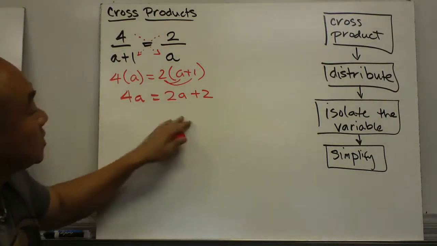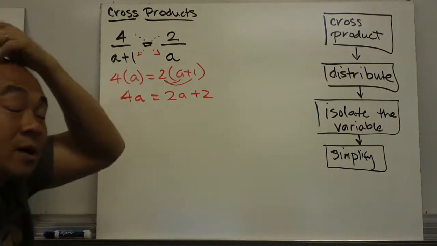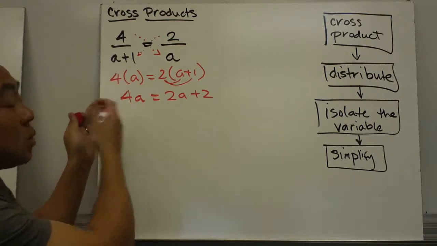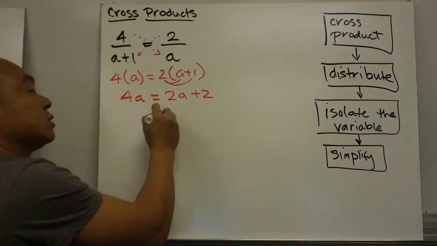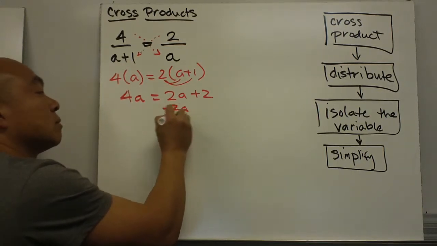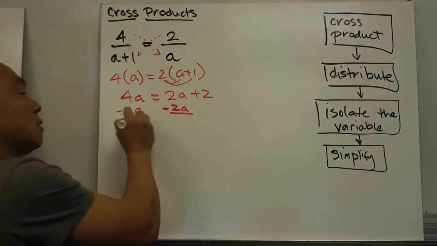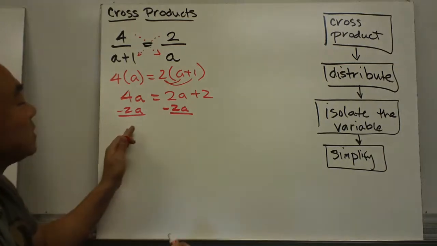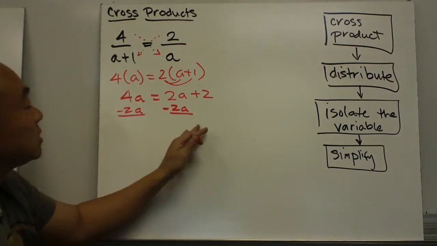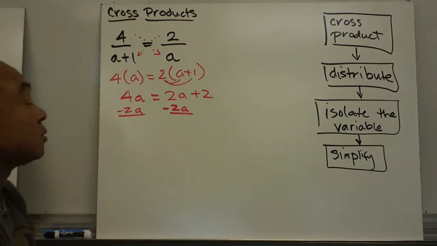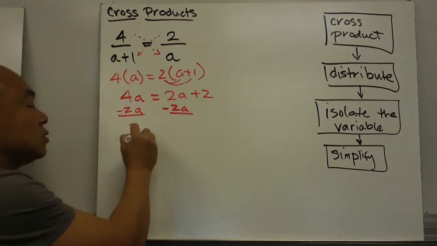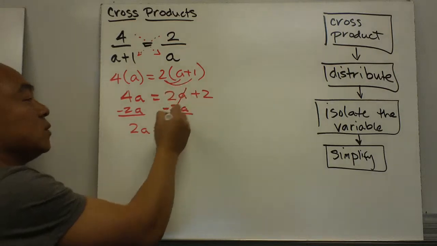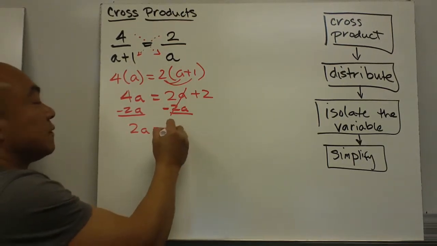Our next step is we're going to isolate the variable. Because we have variables on both sides, we want to make sure that the variable is only on one side, because we're only solving for one variable. So I'm going to subtract 2a from here. Now I could have subtracted 4a from this side, but it just makes a lot more sense to take the 2a and subtract it from both sides. Okay? So here I'm going to have 4a minus 2a, which leaves me with 2a. On this side, 2a minus 2a is 0, and I have 2 left.